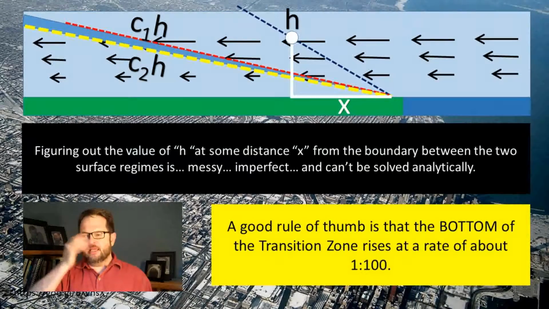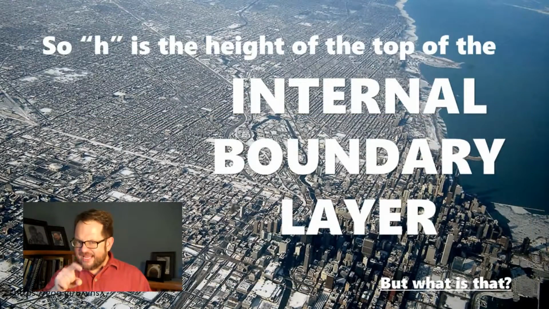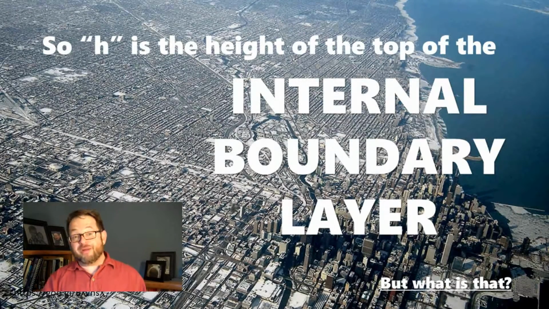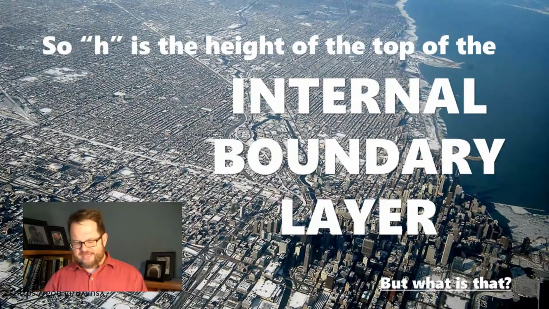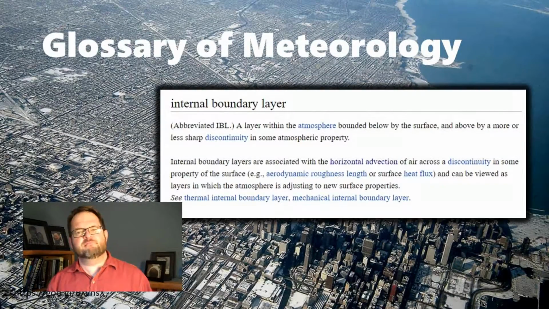Now, it's time to answer a hard question. And these have all been hard. But if this h is supposedly the top of the internal boundary layer, don't you think we ought to know what that is? What is an internal boundary layer? And you're not going to be happy with what I've got to tell you here. I won't be the bringer of bad news.